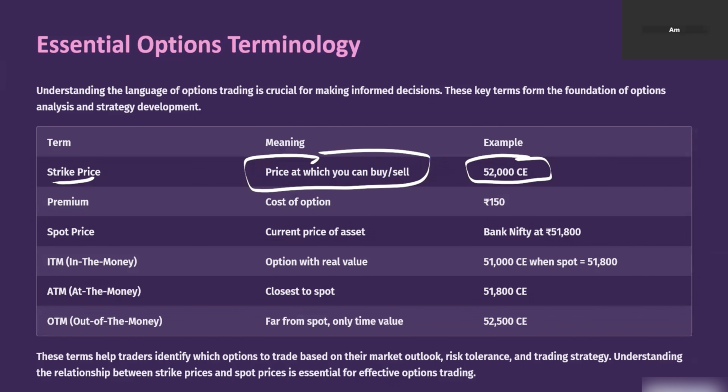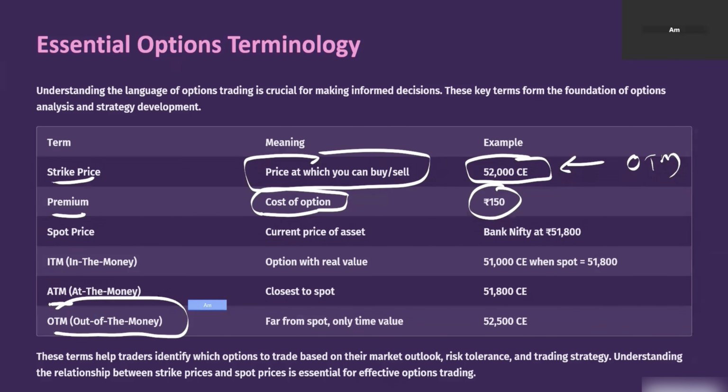Now, what is a premium? Premium is nothing but the cost of the option. As I told you, if you want to buy this, you need to pay this, which means this is the premium. If you are going for out of the money, here I am discussing out of the money, which means far from the spot, there will be only time value.